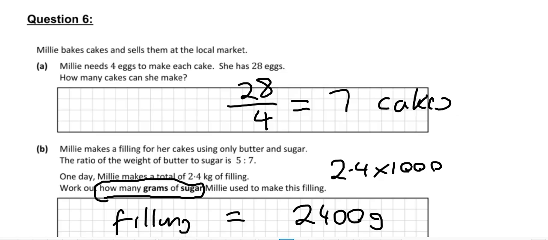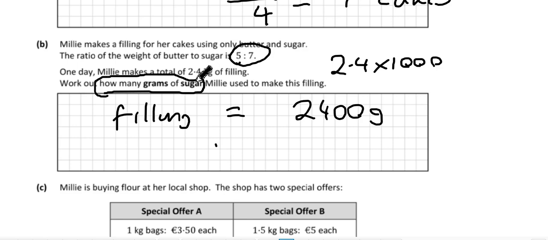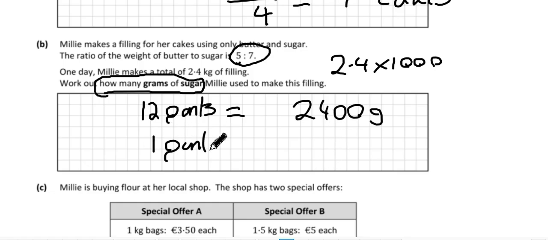Is that okay? Now, what did I ask you to do with ratios? What do you do with ratios? Add them. So you add them together, and how many parts is there? Add 7 and 5 together. You get 12 parts. 12 parts equals 2,400 grams. How much does 1 part equal?